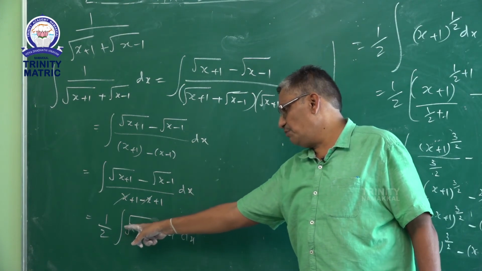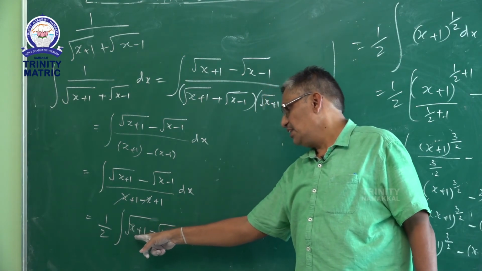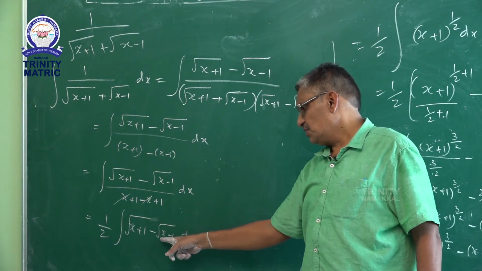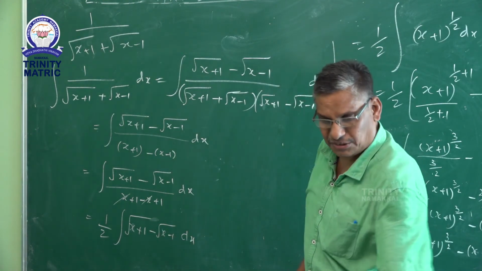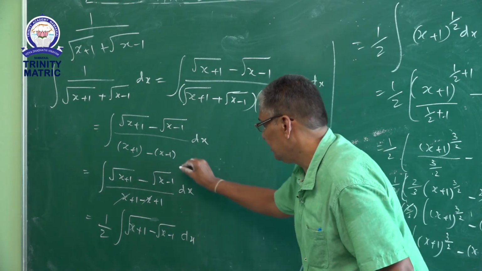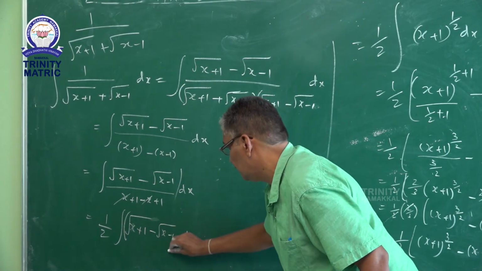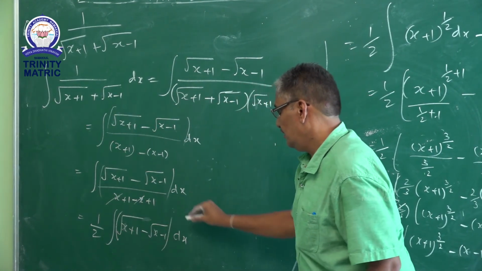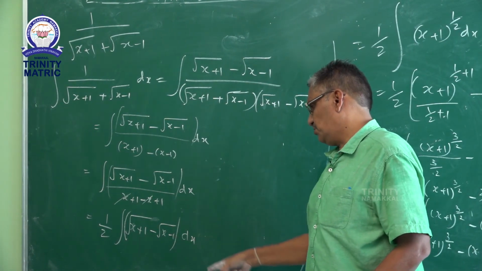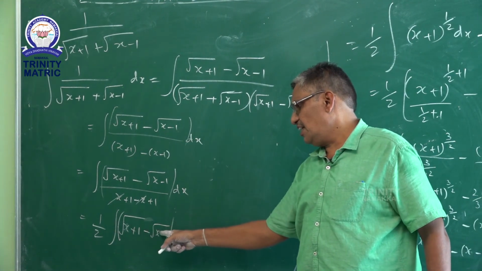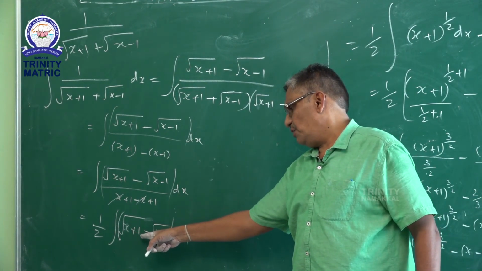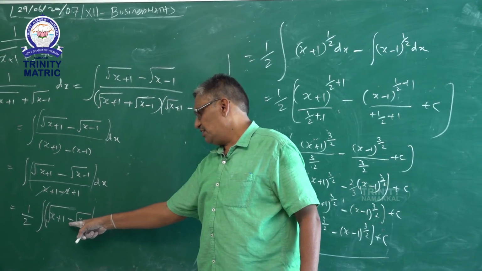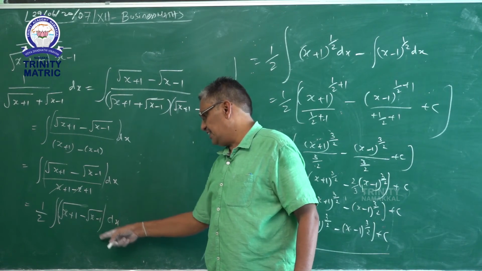So I am taking 1 by 2 out because it is a coefficient. So integration of square root of x plus 1 minus square root of x minus 1, within the bracket. All these things are in brackets. Okay. Next, what I am doing, split this one because there are two functions, one is f of x, another one is g of x, with the difference. So we have to split it into two integrations.